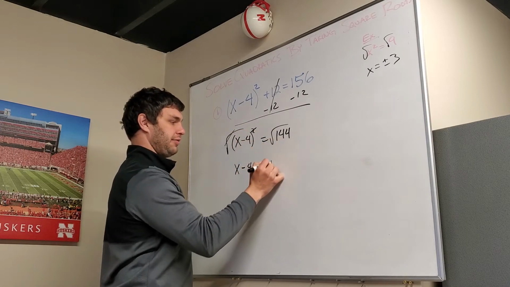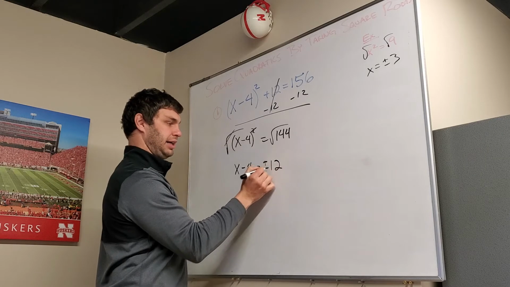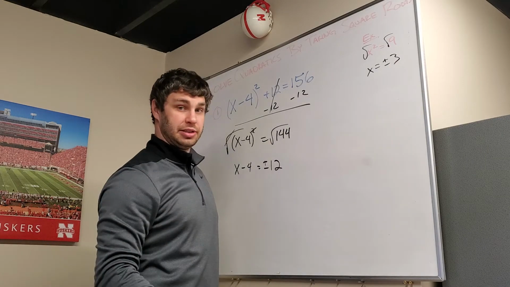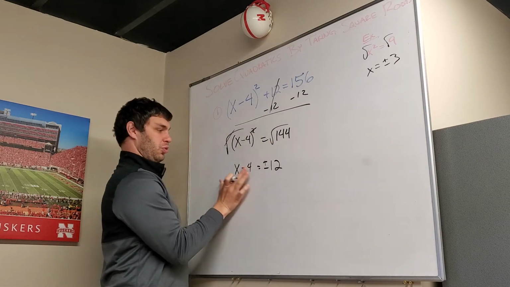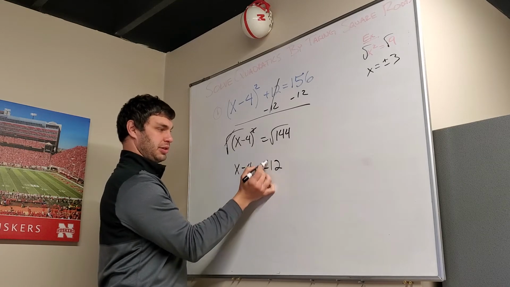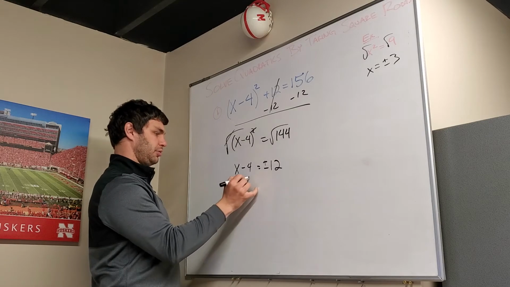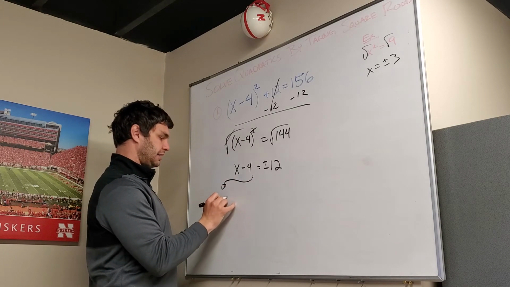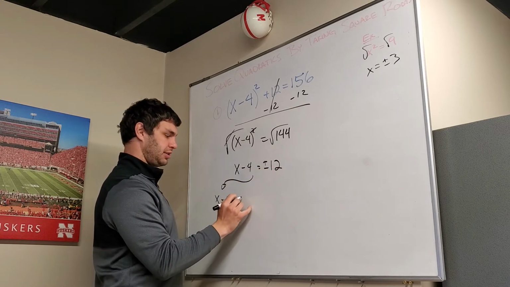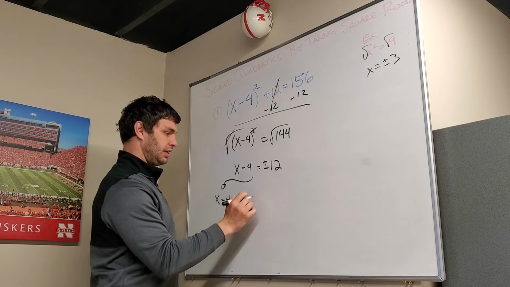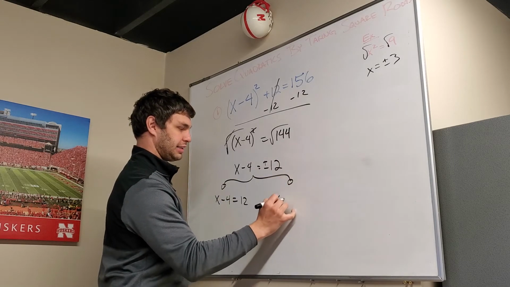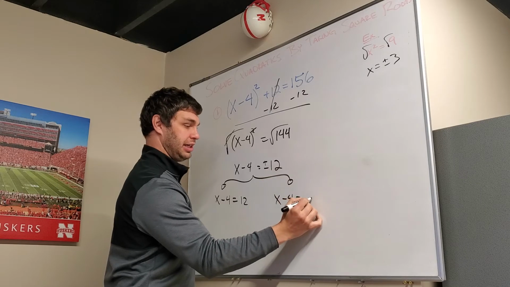On the other side, we have 12, actually plus or minus 12, like we had the plus or minus 3 over here. But we can't move things over with a plus or minus. That's not a real sign we use. So we have to make two problems. We're going to say the first one, x minus 4 equals the positive part, so positive 12. And a second one where we have x minus 4 equals the negative part, negative 12.